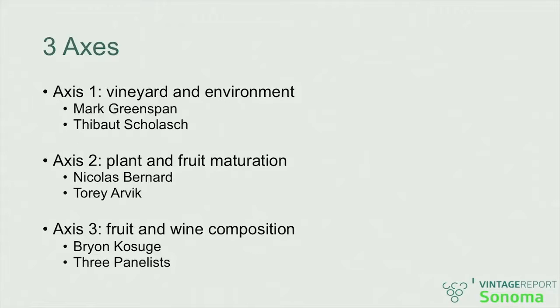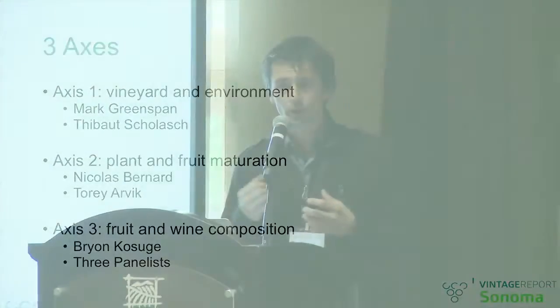Then the second axis is focusing on the relationships between plant and fruit maturation. We know that the footprint of environmental stresses is going to upregulate or downregulate genetic activation of maturation. Therefore, it's completely logical to expect that the history of plant stresses early season should impact late season the chemical composition of the fruit. And that will be discussed by Nicolas Bernard and Tori Harvik.